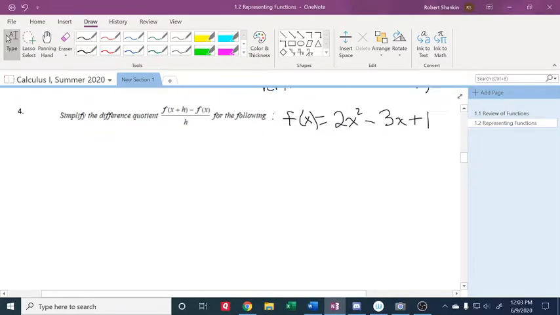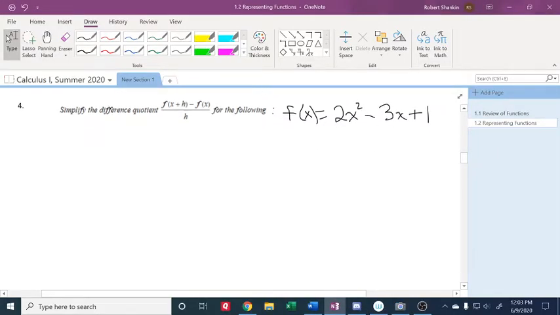All right, this next one: difference quotient for that function. And this is one that was similar to one in the homework.